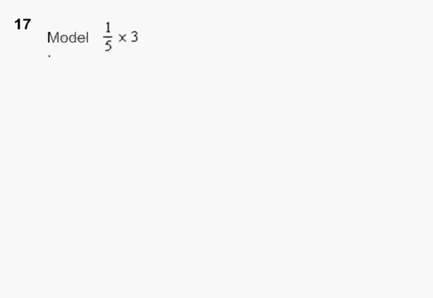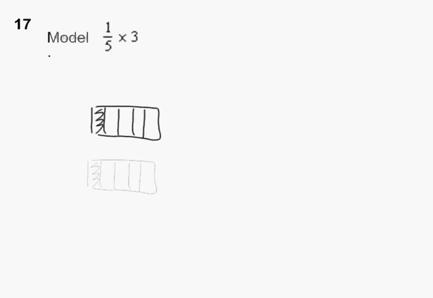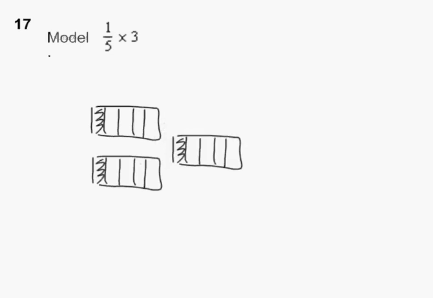Question 17 says model. Well, we've been doing it all along, so I'm going to take 1/5 and triple it. Doubling it would look like this, and tripling it would look like this. How many fifths do I have altogether? I have 3/5.